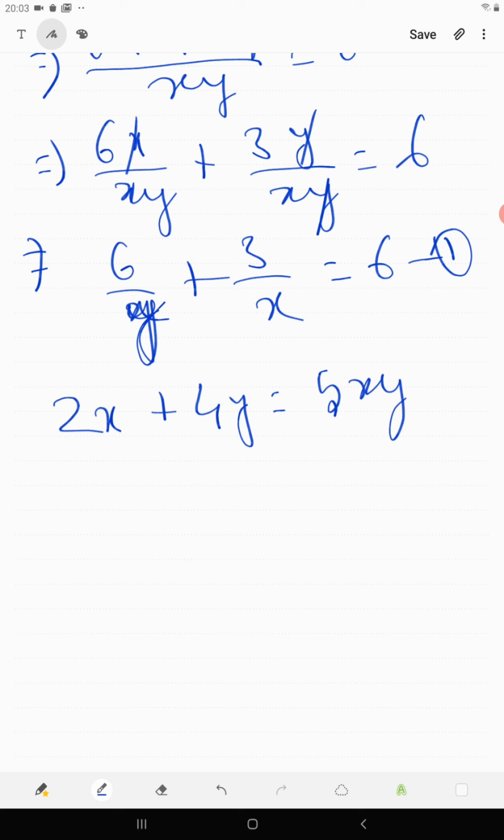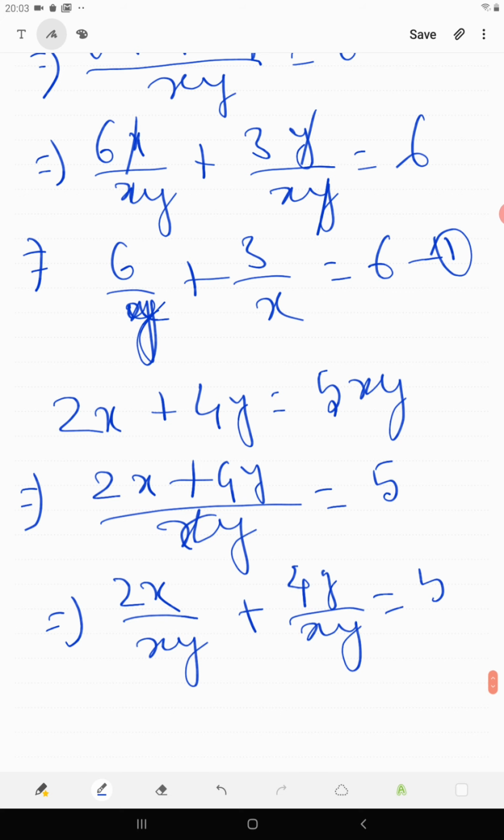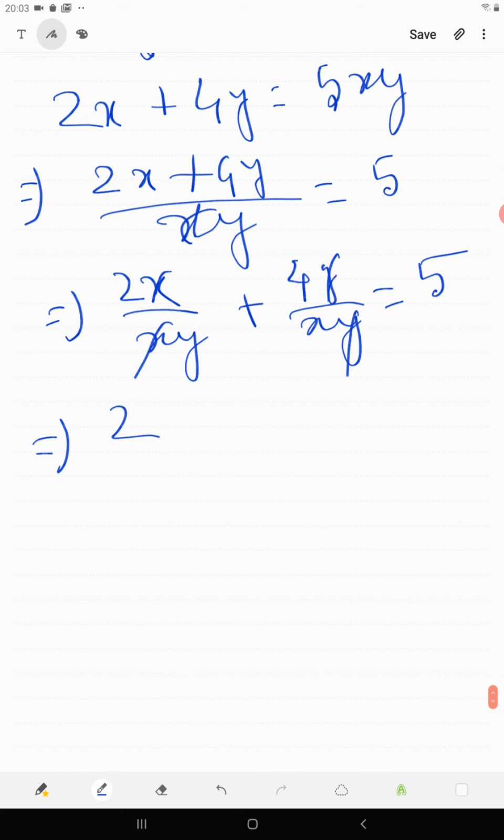Okay, again I will bring this xy to the left. So (2x plus 4y) divided by xy equals 5. So we can write it as 2x by xy plus 4y by xy equals 5. So x cancels, y cancels. So what we will get is 2 by y plus 4 by x equals 5. This is our second equation.